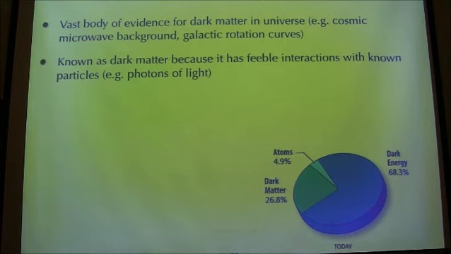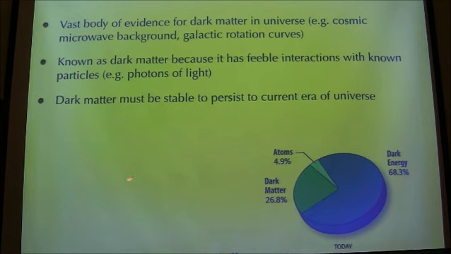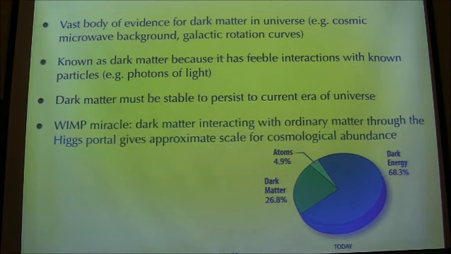And it's called dark matter because it doesn't seem to interact with normal matter. In other words, it doesn't interact with light or give off light, therefore dark. And it has to have been stable in order to persist long enough for galaxies to form. It has to persist even in our current era of the universe. So it's very interesting stuff.